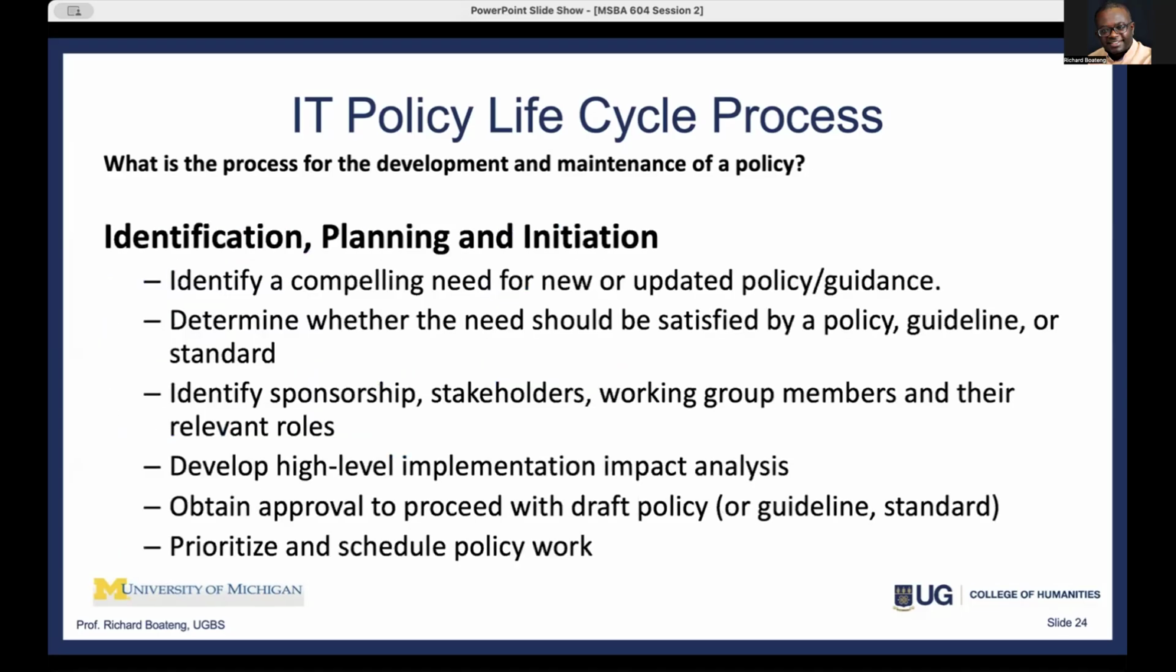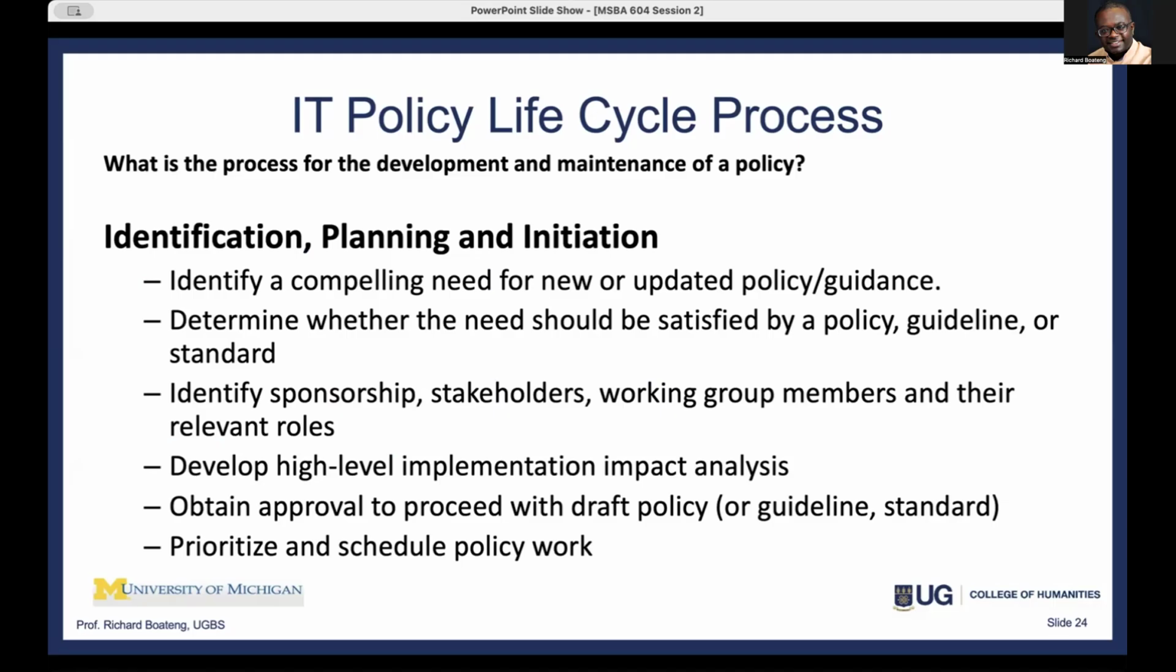So identification, planning and initiation. Every good policy should start with an important need, a need of why we are going to do this. And then the need should tell us whether we should develop a policy, a guideline, or a standard. And we have to identify the different stakeholders that we will need to work with, and even assess the potential implementation impact analysis. Who is going to be affected? Are we ready for it? How are we getting those who are going to be affected involved? How is it going to change the institution? And then based on that, we can go ahead and draft the policy and then prioritize the policy work.